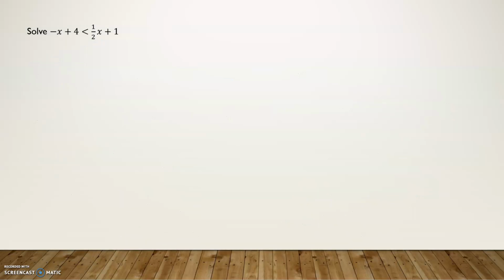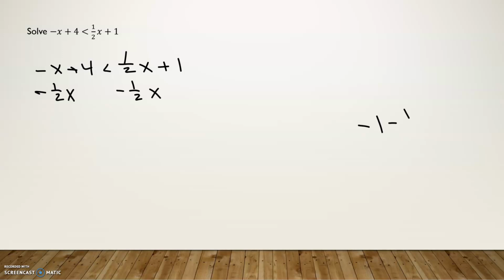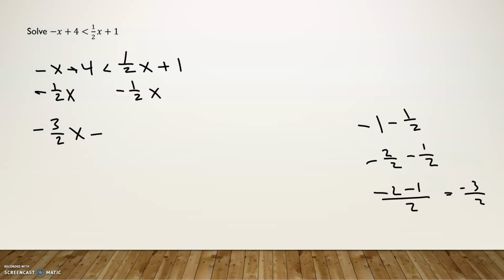Okay, now let's try one that has a fraction in the equation. Negative x plus 4 less than 1/2 x plus 1. So what I'm going to do is subtract the 1/2 x from both sides. So now I have negative 1 minus 1/2. If we work that over here, I'm going to change that negative 1 to 2 over 2. So that's negative 2 minus 1, all over 2. So negative 3 over 2. So negative 3 over 2 x plus 4 less than 1.